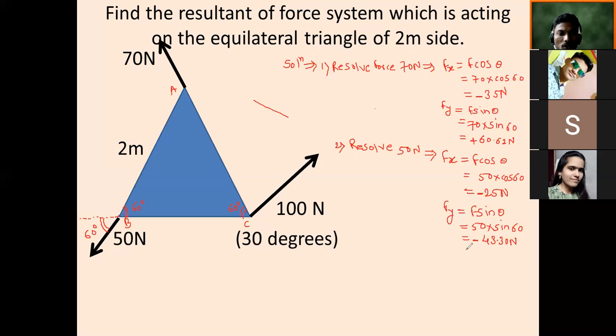Which force have we resolved right now? 50 Newton. Which force remains to be resolved? 100 Newton. So I will write here: resolve 100 Newton force. Now we have to find the inclination. In bracket it is given 30 degrees.